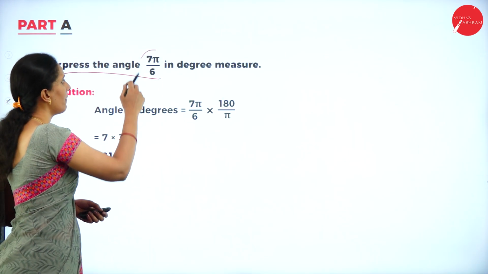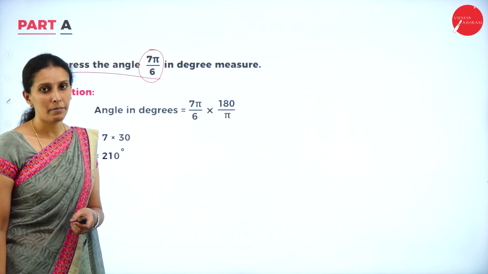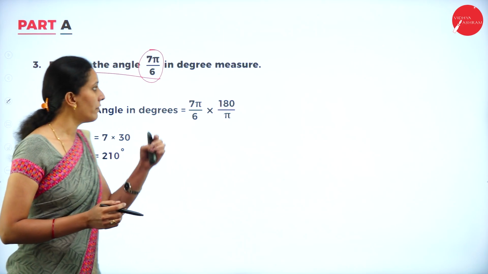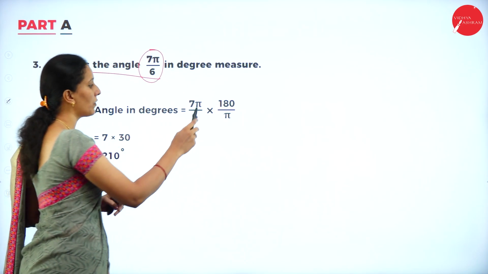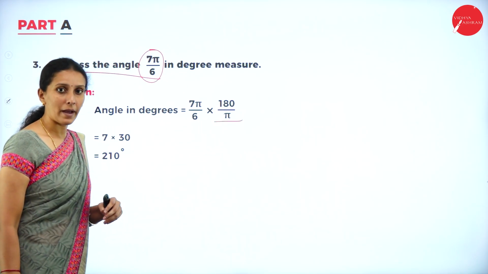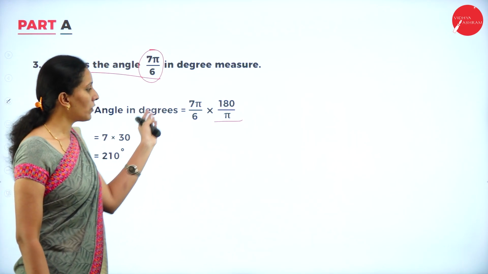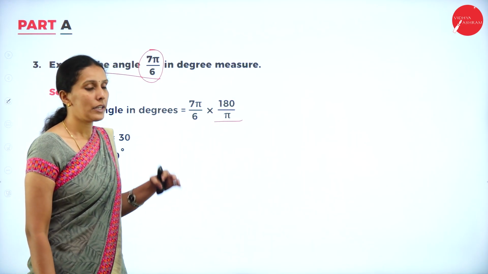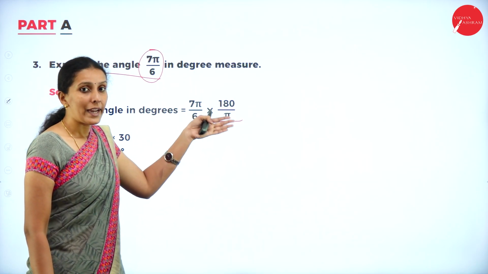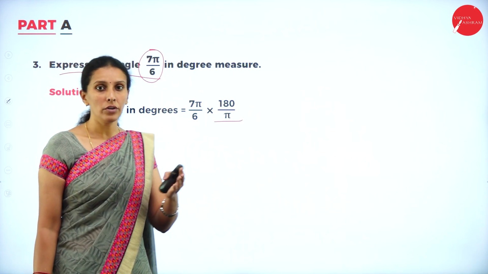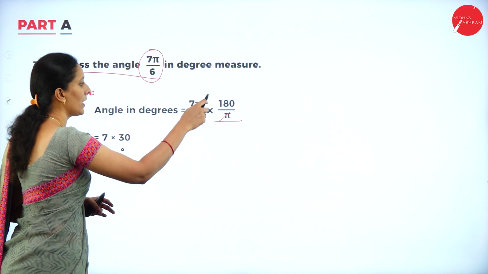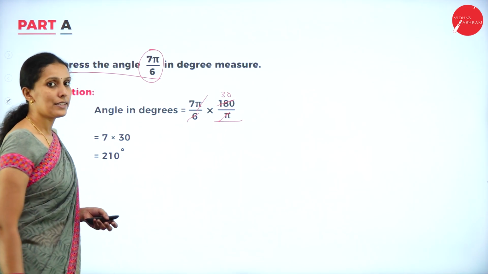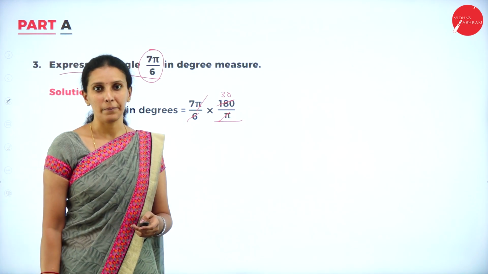Express the angle 7 pi by 6 in degree measure. 7 pi by 6 is in radian measure. When you have to convert this into degree measure, you have to multiply by 180 by pi. Vice versa, when you have to convert to radian, you will multiply by pi by 180. But here you are multiplying by 180 by pi to get into degree measure. So pi gets cancelled, 6 ones are 6, 6 thirties are 180. When you multiply, it is 210 degrees.